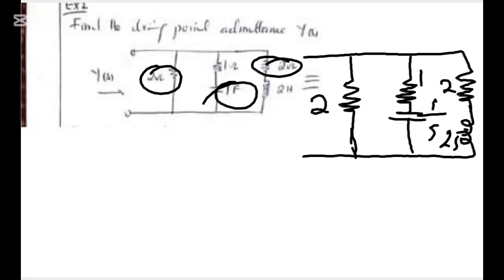So the next thing I'm going to do, you have to take note that when the branches are connected in parallel, the overall admittance in the network is given by what?